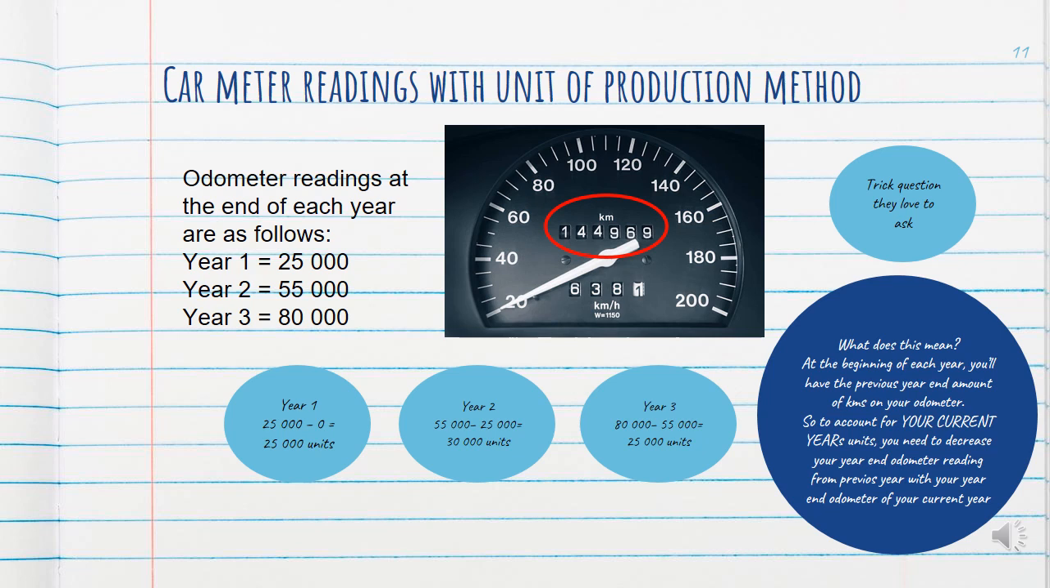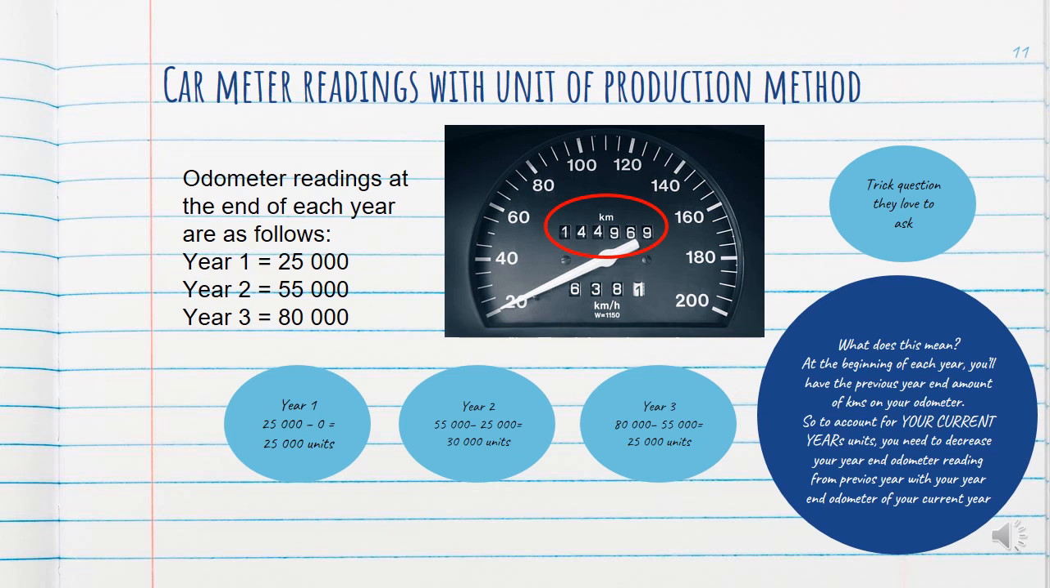And then same for year 3. At the first day of year 3, we had 55,000 kilometers on our car's odometer. And then at the end of year 3, we had 80,000, which means that we drove 25,000 kilometers in year 3, which is 80,000 minus the 55,000. So I hope this makes sense to you.